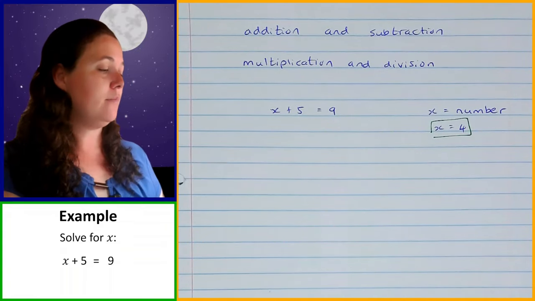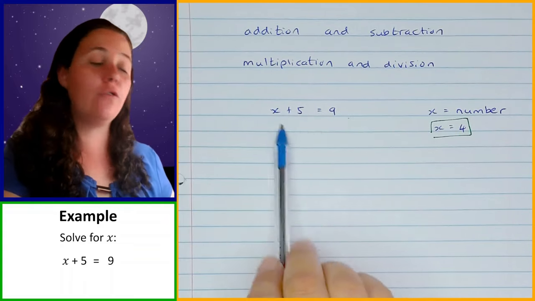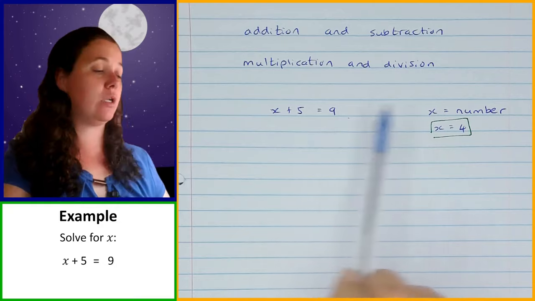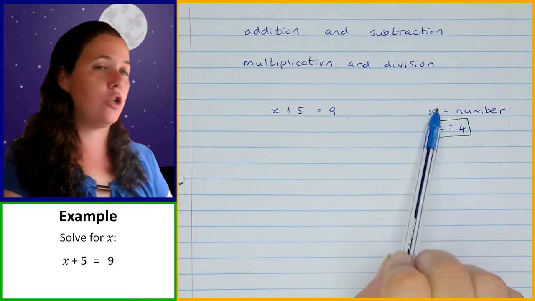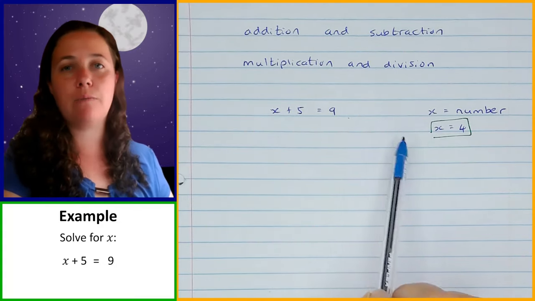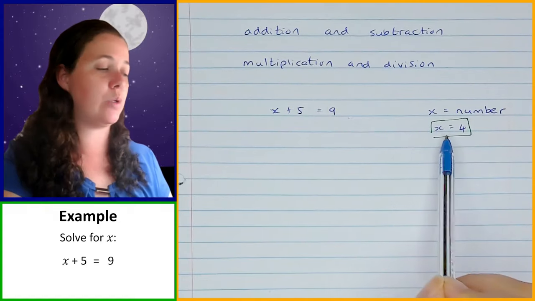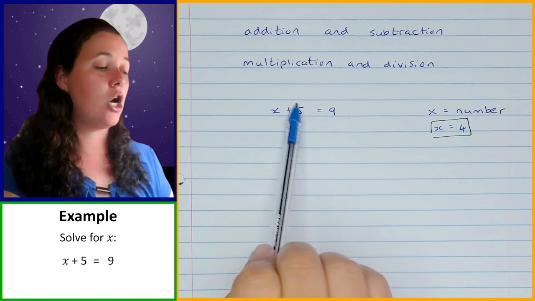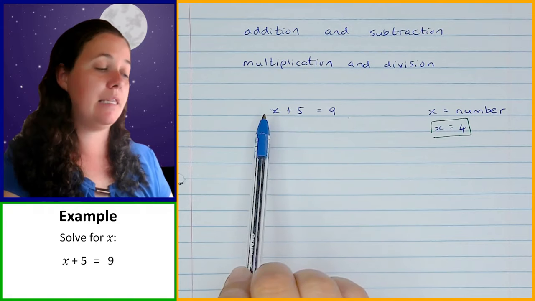So we know that this is what we are trying to get to. Okay. Now, because we want to get x equal to a number, that means we want to have nothing else on the side where x is. I don't want to have x plus something equal to a number. I want to have just x equal to a number. So I need to get the x on its own, which means that I need to get rid of anything that is on that side that the x is on.